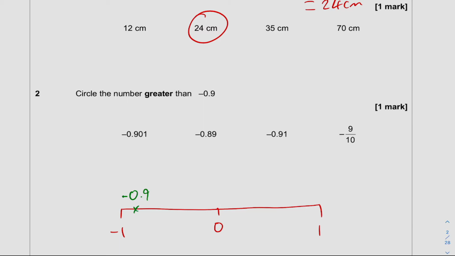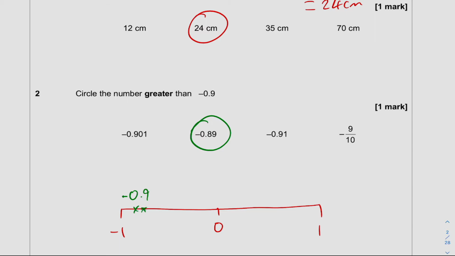So we can see this number here, the first one, negative 0.901, that is more negative, so it's not that one. This one, again, more negative, and minus 9/10 is the exact same number, so it's the same, whereas 0.89, negative 0.89, sorry, this number is more positive and is therefore greater than negative 0.9, as it would be around this point here.